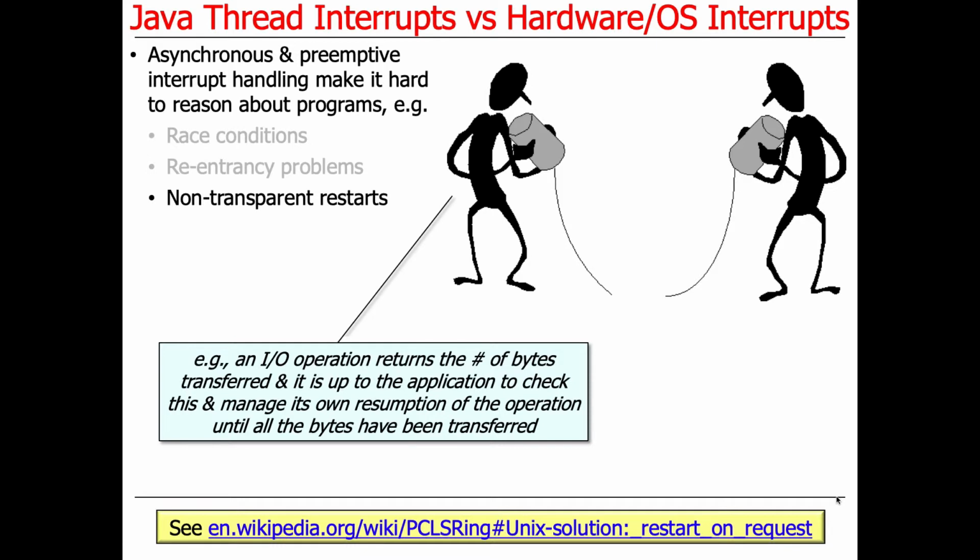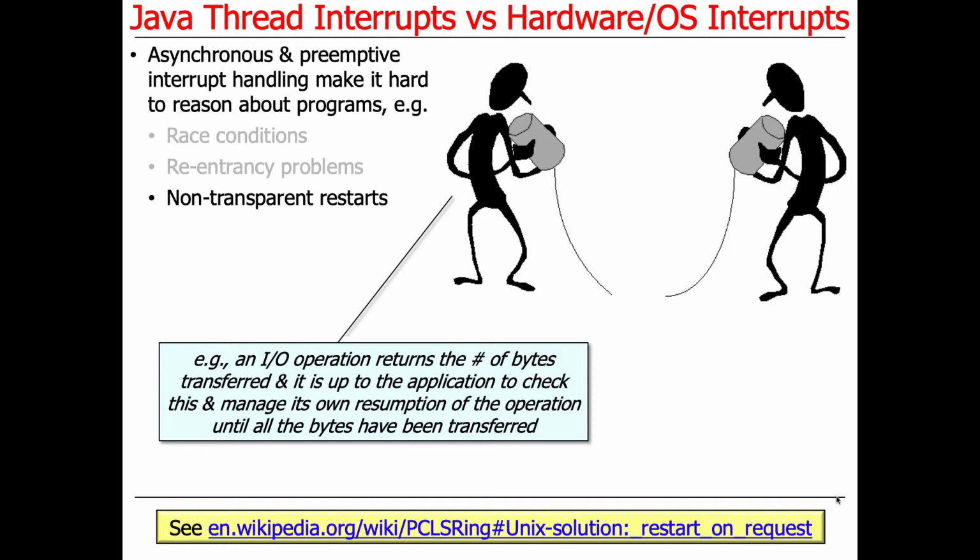And then there's also problems with what are known as non-transparent restarts. So if you are in the middle of reading some chunks of data and an interrupt occurs, then for certain kinds of I/O channels, it won't know where to restart. Sometimes it can restart where it was. Other times it's just like, oh, well, I don't know what was going on.